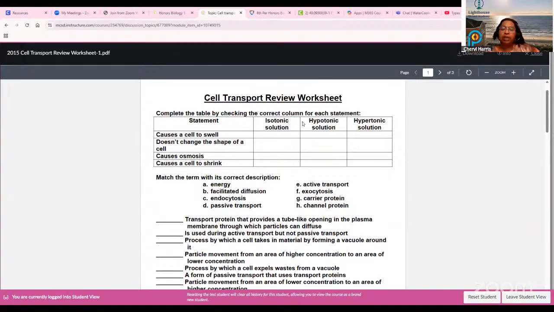All right, second column, hypotonic. So again, look at your paper. And we already have a check under causes osmosis because we are going to have movement of water. But is the cell going to swell? Is it going to stay the same or is it going to shrink?